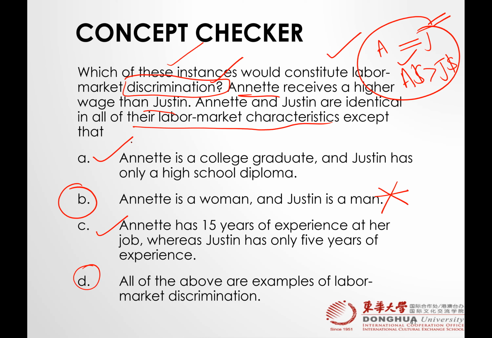Then what is left as justification for Annette to receive a higher salary? Only gender differences, because discrimination occurs when we discriminate in wages based on ethnicity, gender, or color of the skin. So this is a perfect example of discrimination.